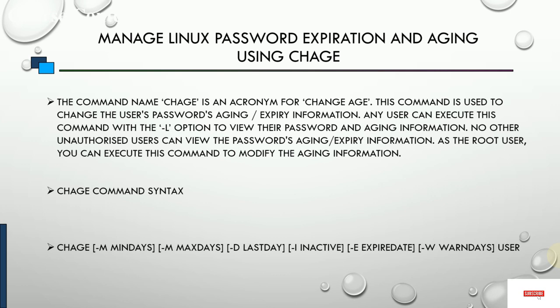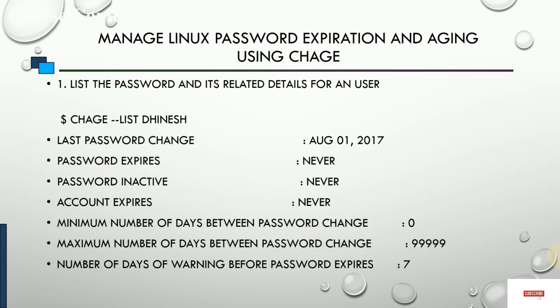First of all, we need to understand what all we can do with the chage command. This is a very simple command: chage --list and the username. It will give you the details about the user. Here in this PPT we can see the user Dinesh last changed his password on August 1st 2017, and then when his password is going to expire, inactive, account expires, the minimum number of days between password changes, the maximum number of days between password changes, and the number of days of warning before the password expires. So all the information about that particular user you can see with this command.